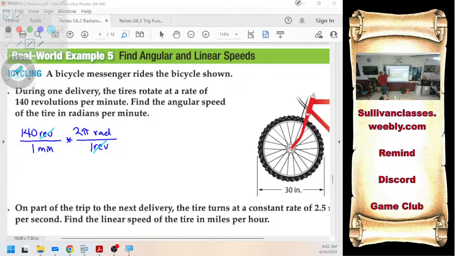Or, some kids do the box. Who does the box instead? Like that. Some kids do that. They like the box. Okay. So this one's pretty easy. 140 by 2 pi is 280 pi radians. Oh, per minute.